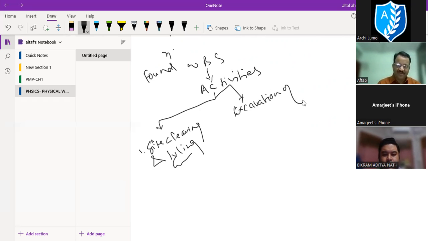Excavation of footings. There will be lots of footings, no? So maybe 20 footings, 30 footings, one for every column. So you will be excavating the footings.